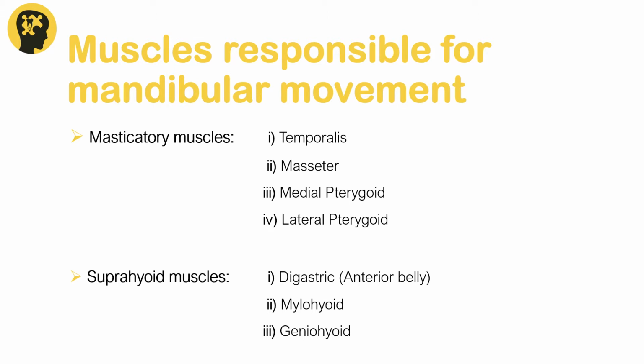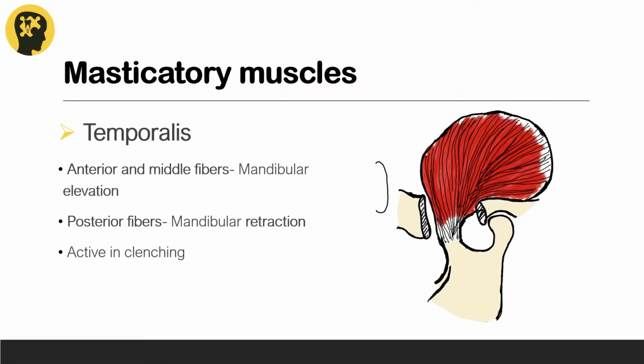The act of mastication is majorly brought about by the four pairs of masticatory muscles, which are the temporalis, the masseter, the medial pterygoid, and the lateral pterygoid. The suprahyoid muscles, mainly the anterior belly of the digastric, the mylohyoid, and the geniohyoid, are more like accessory or secondary muscles of mastication, but they're nonetheless important. Let's first talk about the major muscles of mastication.